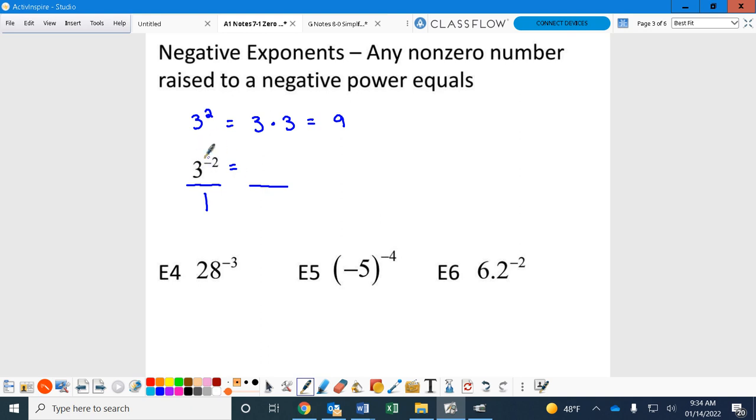So this 3 to the negative 2 is going to move down here, and instead of being 3 to the negative 2, it's now going to be 3 to the positive 2. Now, if I don't have anything left up top, what do I put as a placeholder?